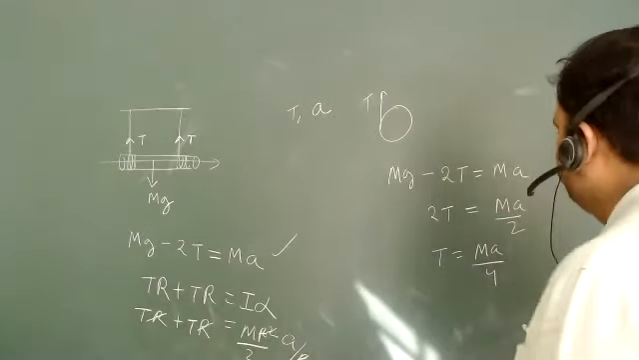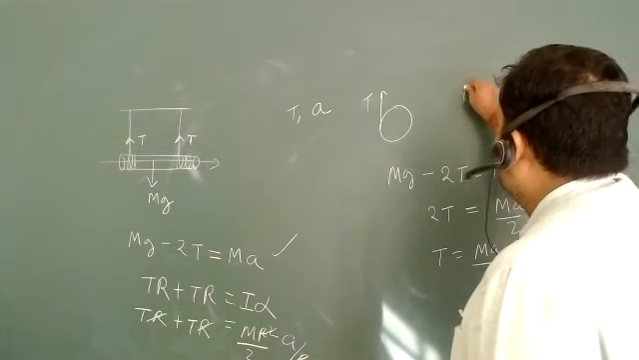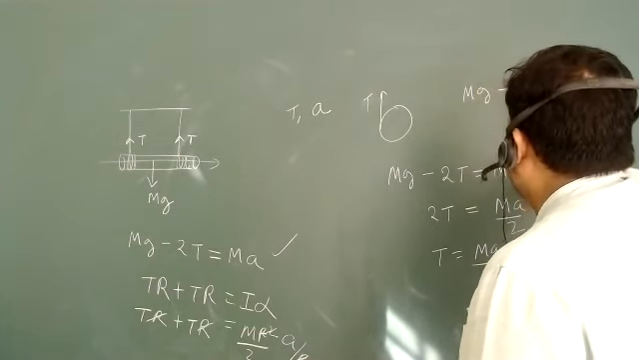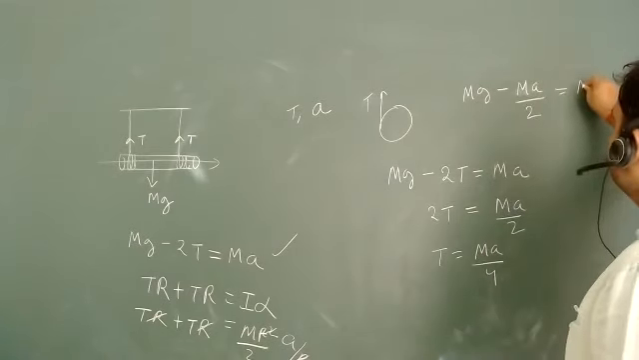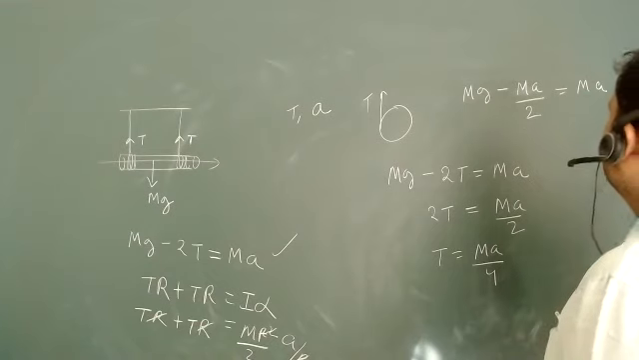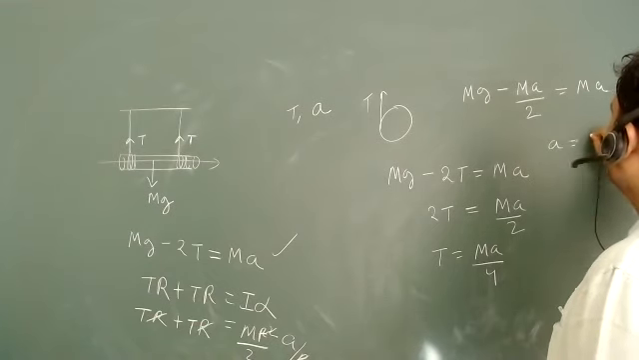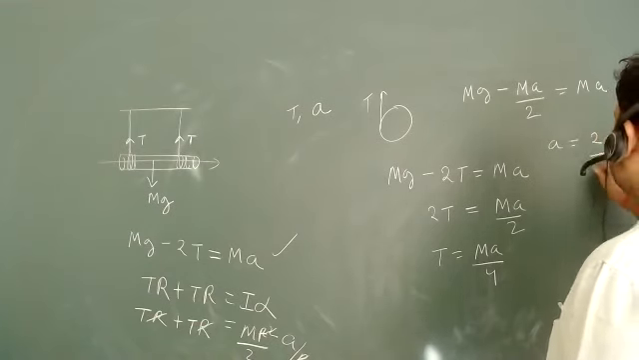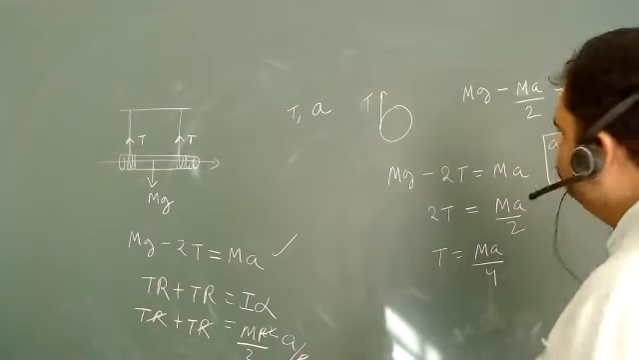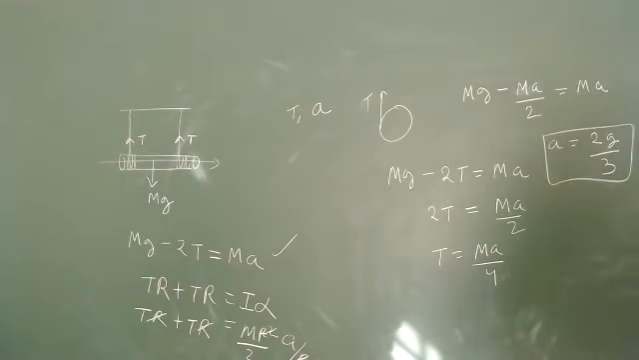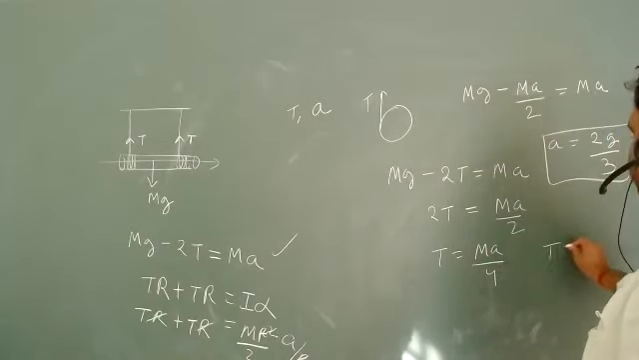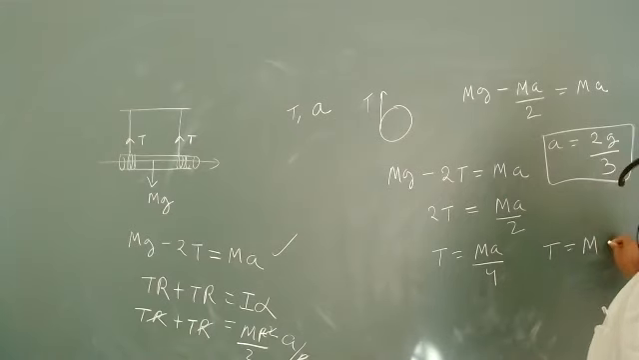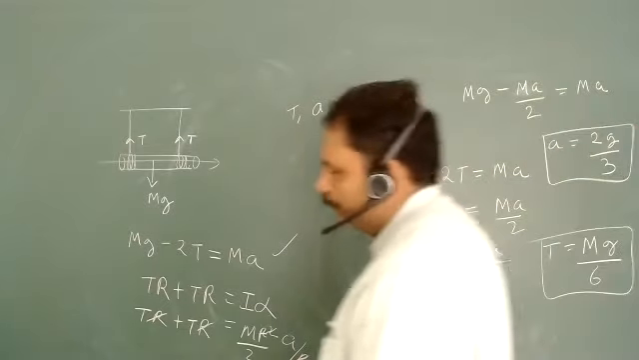I can put the value of tension here. So that will be mg minus ma by 2 is equal to ma. So what will be the acceleration? The acceleration is 2g by 3. And what will be your tension? You can put the value of acceleration. The tension will be mg by 6, isn't it? mg by 6.